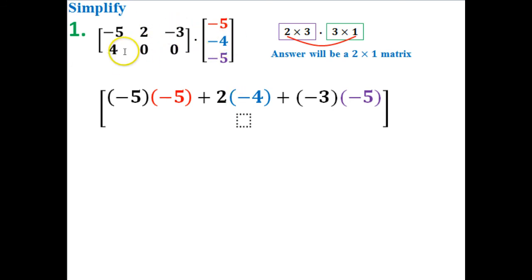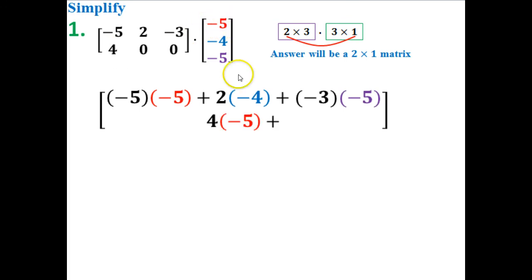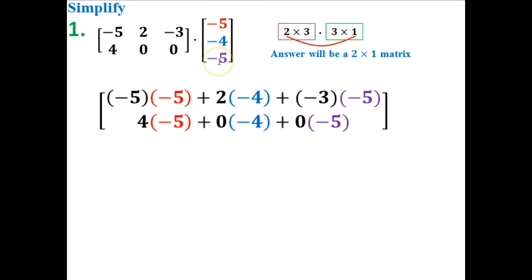Now I'm going to do the same thing for the bottom portion. So we've got a 4. I'm going to multiply that by this top portion here, 4 times -5, plus 0 times -4, plus 0 times -5.